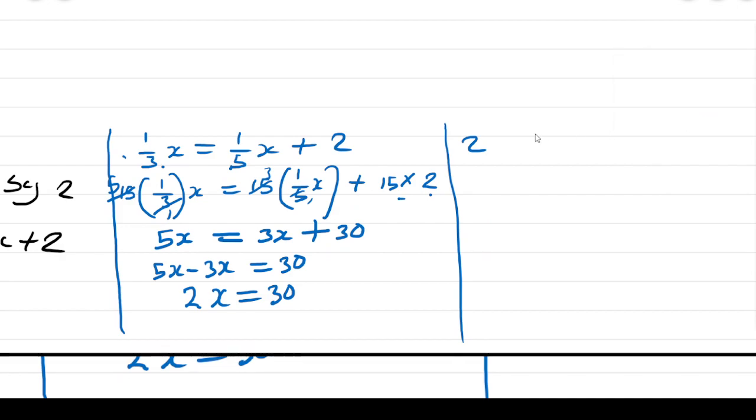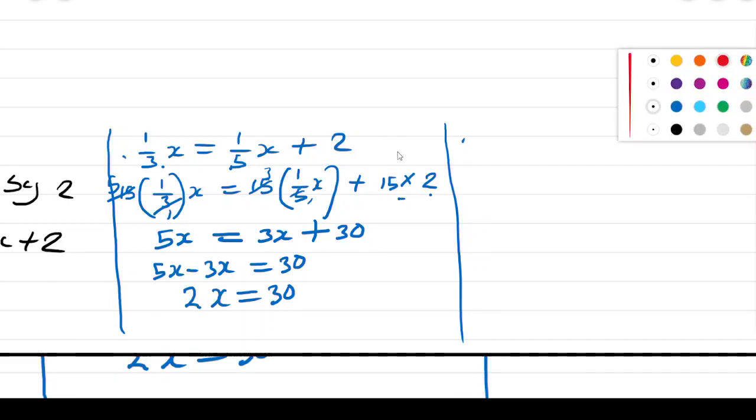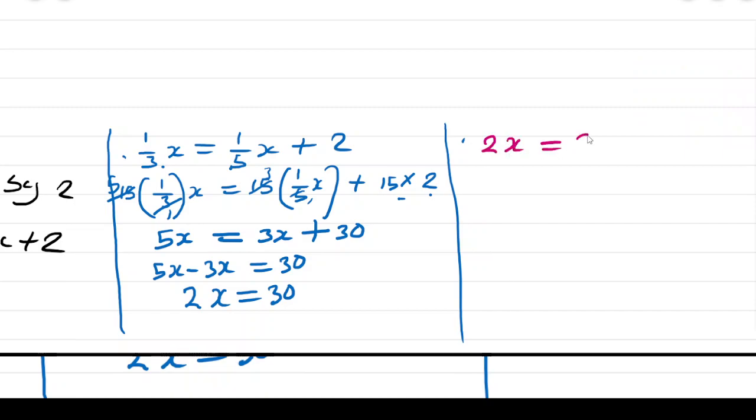Since 2x equals 30, divide both sides by 2, and then x will be 30 over 2, which is really 15. So the number is 15. So 1/3 of this 15 is greater than 1/5 by 2.